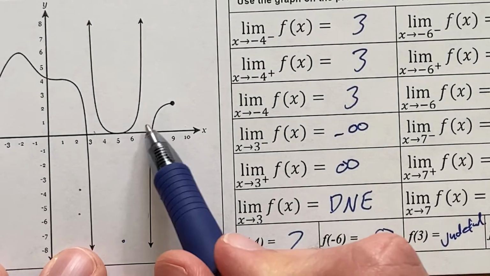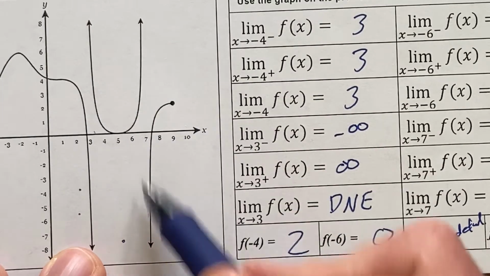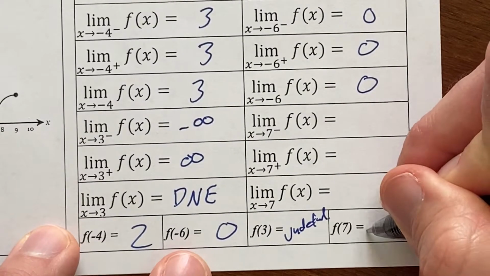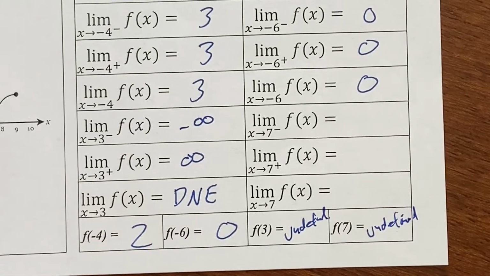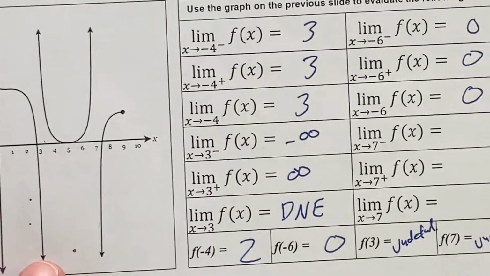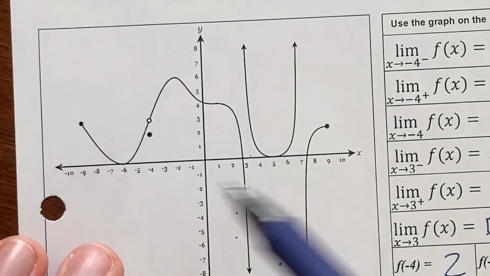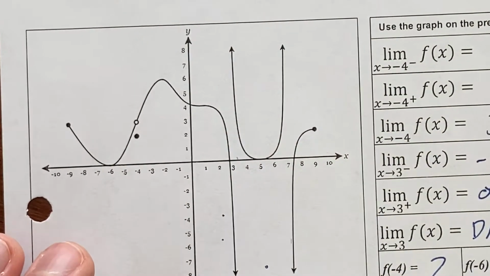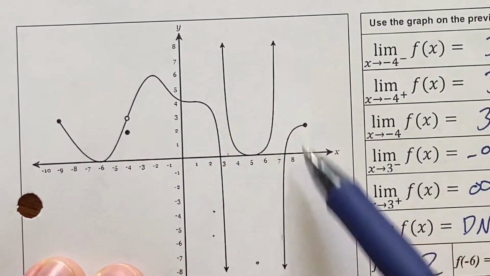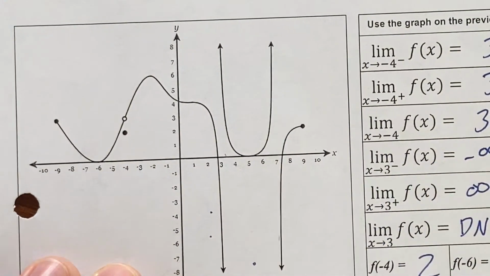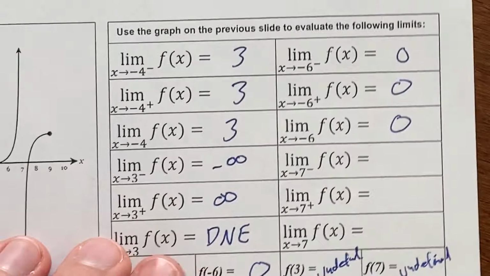Seven, right here, got another asymptote. So when I plug that in, undefined. Fancy word for that is discontinuity. We got some discontinuity there. Same thing when you have a hole in the graph, that's discontinuity. Removable discontinuity, and then non-removable discontinuity. We'll get to that at some point.